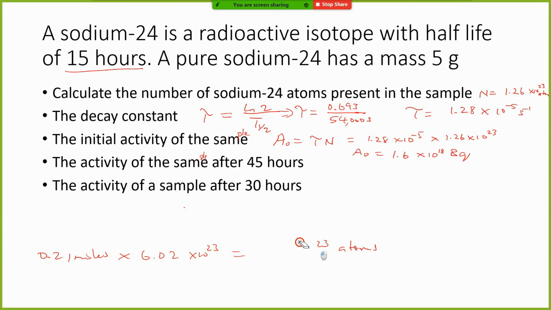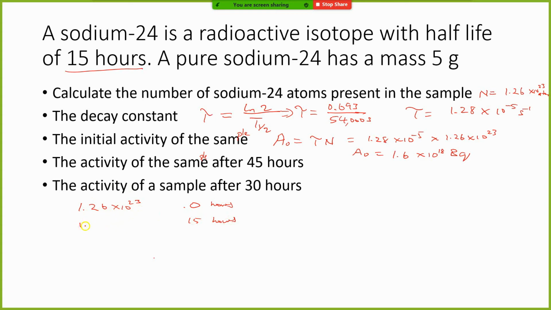Let me show you what I mean. So remember, if we're starting out with this amount, 1.26 times 10 to the 23rd. Obviously, the time here is going to equal 0 hours. All right. Now, in 15 hours, we expect that this initial amount is going to be reduced by a half.